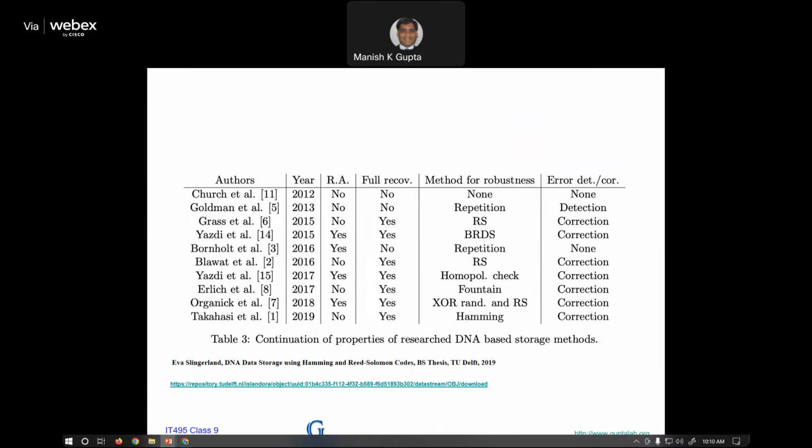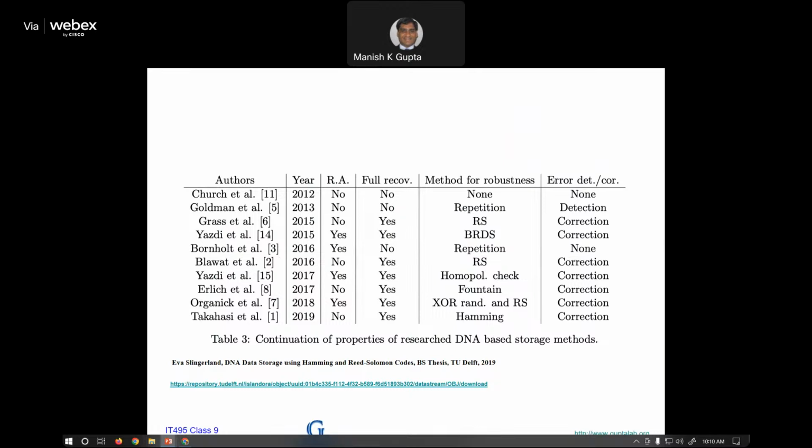And if you compare these schemes, people who are writing about the codec can also compare something like this: year published, whether there is full recovery or not, what is the method of robustness, whether they use repetition or none of them, or for example Reed-Solomon. RS is Reed-Solomon code.